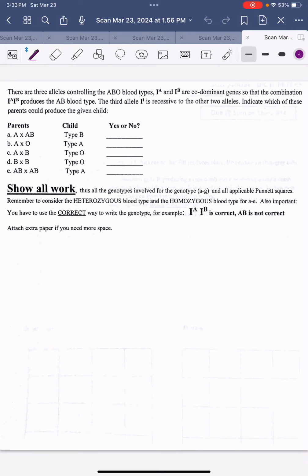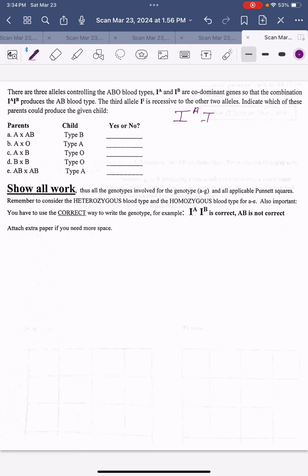Let's solve some blood Punnett square problems together. There are three alleles controlling the ABO blood types. IA and IB, with capital letters, are co-dominant genes, so that the combination IA-IB produces the AB blood type. The third allele, little i, is recessive to the other two alleles. Let's make a summary of this information so that we have a key to work with.